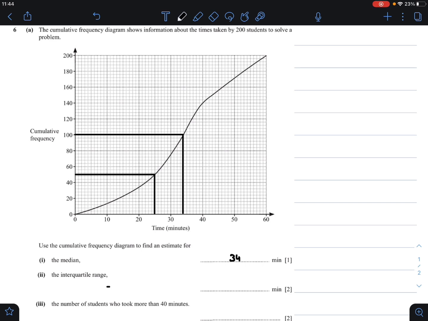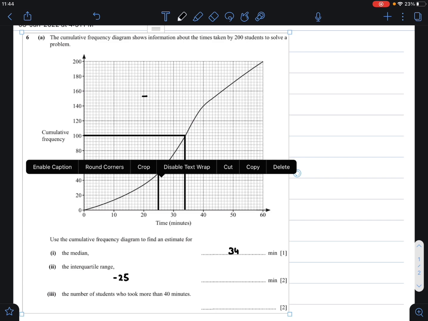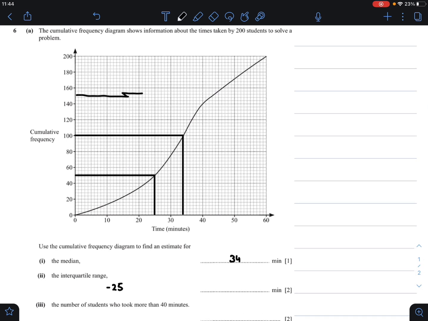So your interquartile range is basically upper quartile minus lower quartile. So you write it like this. Now let's find the upper quartile. So the upper quartile would be 3 times, so that would be basically for a normal upper quartile it would be the 75th percentage of the total. So 75% of 200 will be 150. So therefore 150 comes here on the graph.